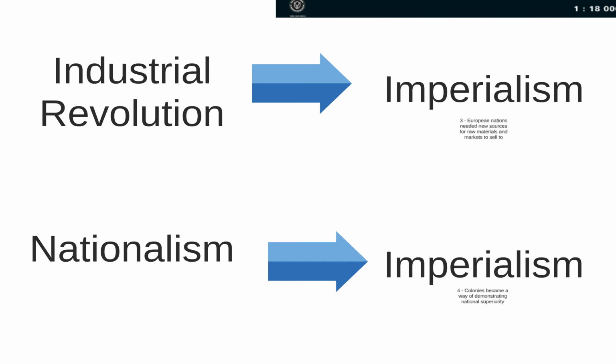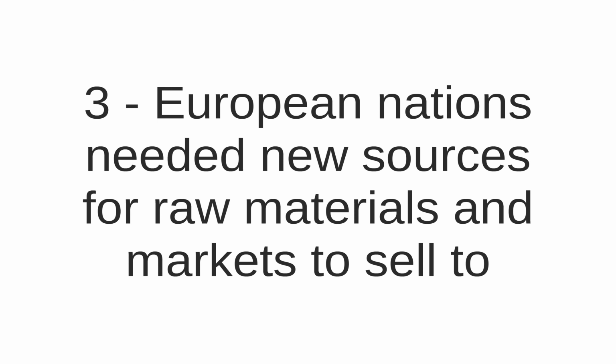So the Industrial Revolution impacted imperialism because European nations needed new sources for raw materials. So they needed a constant source of raw materials because they had a limited amount internally in their own nation. And they also needed new markets to sell to. You can only sell so much product to your own people. You've got to find new people who don't have your stuff to sell to if you want to expand. So the expansion of the Industrial Revolution was tied closely to the need for raw materials.